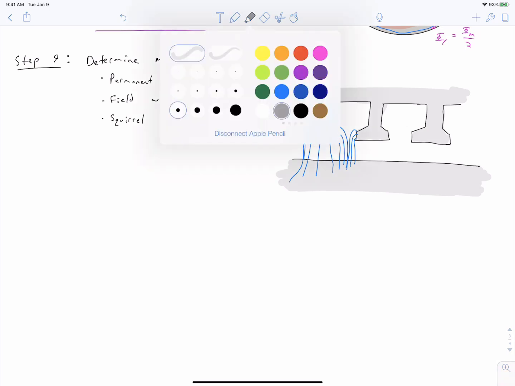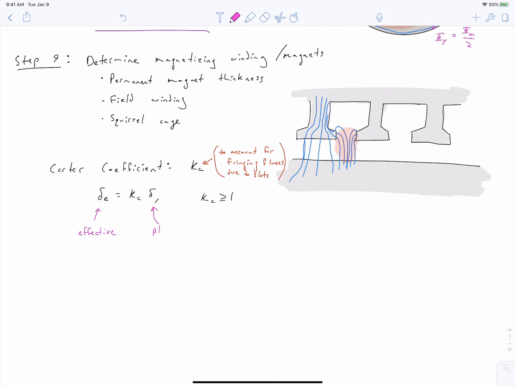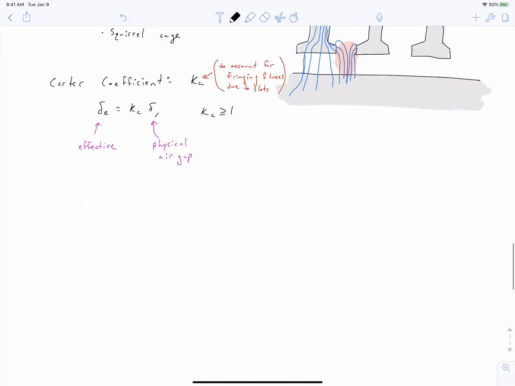And what you see is that in this region right here, between our slots, our flux has to take a longer path. And classically, how this is accounted for is we define something called a Carter coefficient, which modifies our air gap length. And so we can define an effective air gap length, delta E, which is equal to this Carter coefficient times our actual physical air gap length. And you can make calculations for the Carter coefficient based on the slot shape. And section 3.1.1 of your textbook gives you procedures for calculating Carter coefficients for different slot shapes.